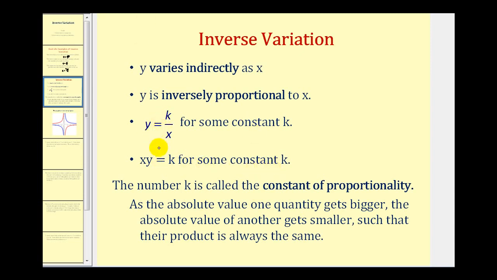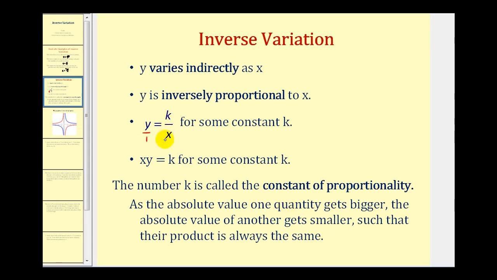Looking at these two equations here, if we were to put y over 1 and then cross multiply, we would get this second equation here. X times y must equal 1 times k, or k. And the number k is called the constant of proportionality. We can also say, as the absolute value of one quantity gets bigger, the absolute value of another quantity gets smaller, such that the product is always the same. If this is the case, this would be inverse variation.